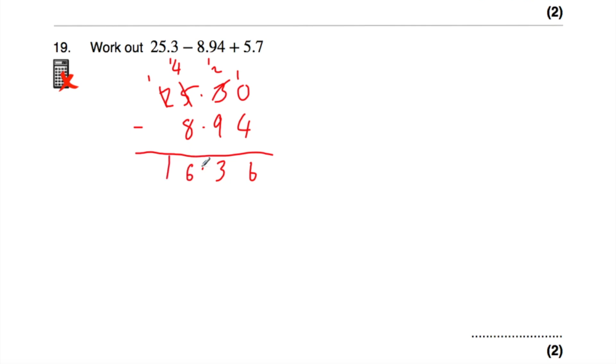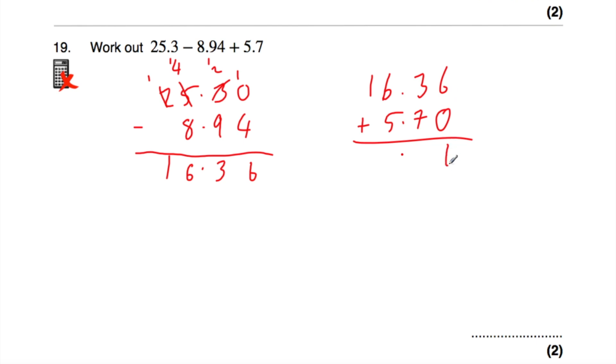And then we've got our 1. So that'll be 16.36. Then we've got plus 5.7. So 16.36 plus 5.7. Let's work this out and see what we get. I'm going to put a 0 there as a placeholder and line up the decimal points.